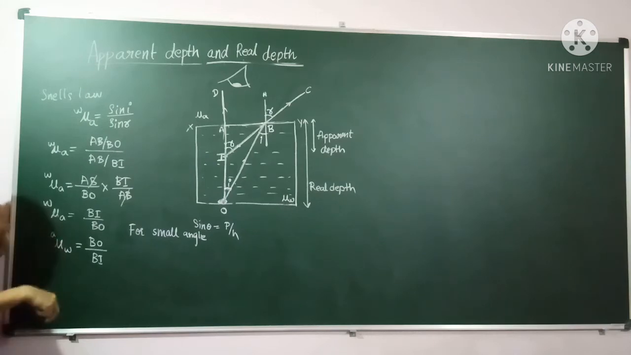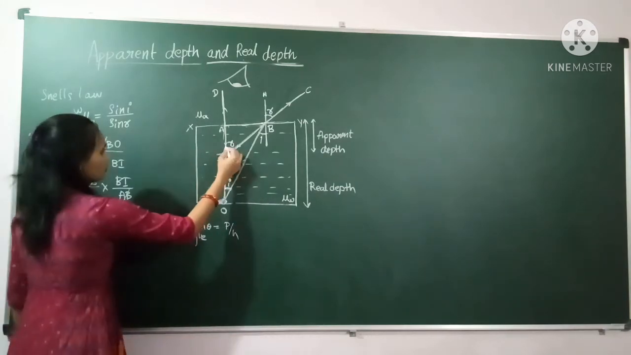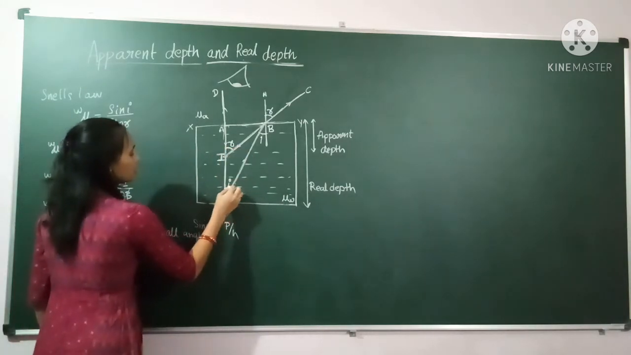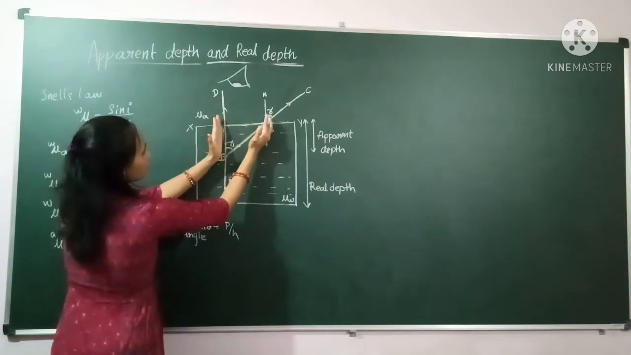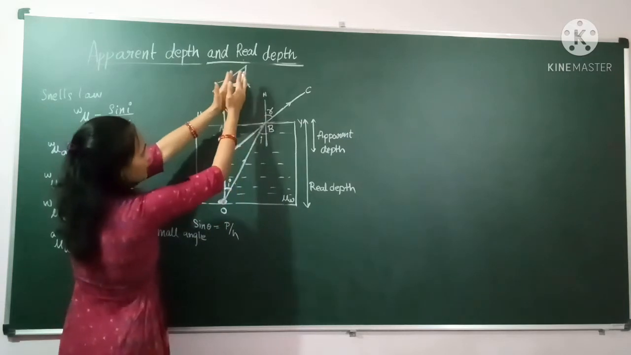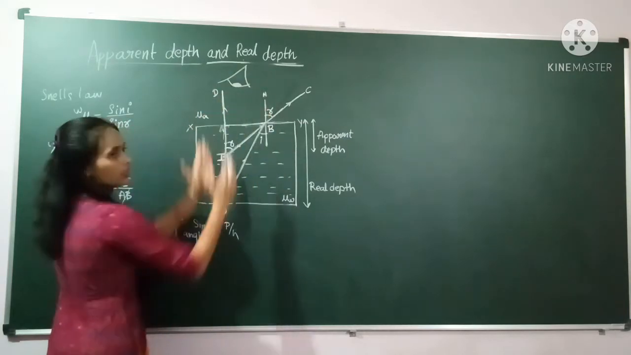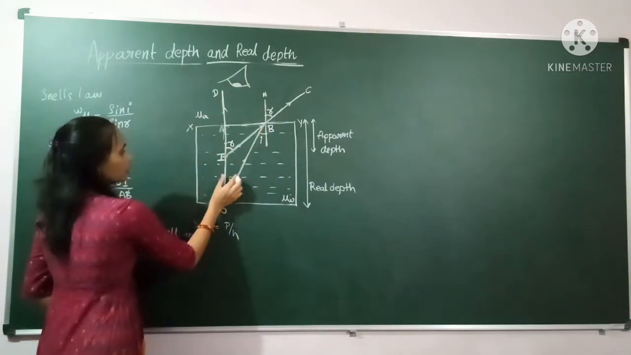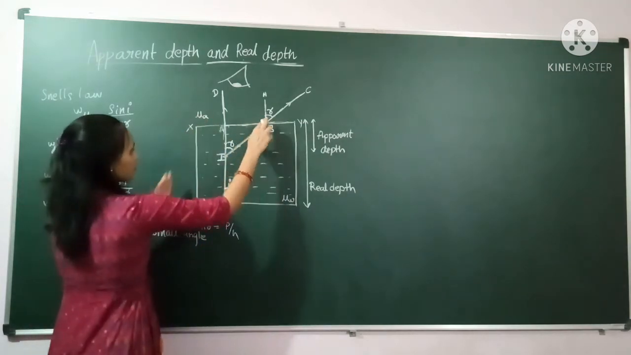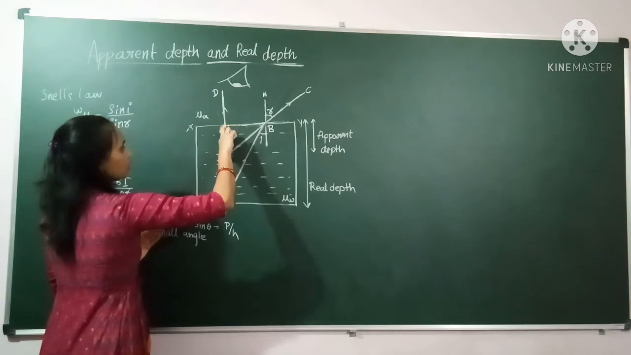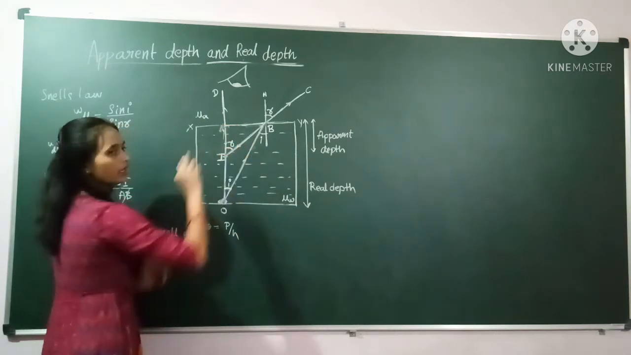Next, for small angles, means if theta is very small, then see here, this angle and this angle are very small, because these two rays are very close. If they are entering our eyes, these two are very close. So for close rays, we call them paraxial rays. For paraxial rays, this side and this side will be equal, this side and this side will be equal.